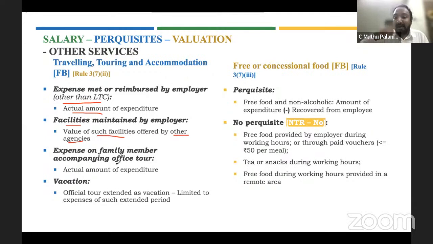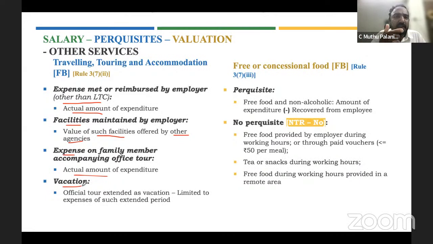Now, apart from that, I am going on an official tour. Who's accompanying me is my spouse. So expense on a family member will also be the actual amount of expenditure. Whatever is the actual amount should be considered as expenditure. So if I'm going on an office trip and I am accompanied by my spouse, whatever is the charge for my spouse will be covered as perquisite under my name. And sometimes what happens is the company will send you for certain things like conferences or exhibitions or something. So the company will send you.